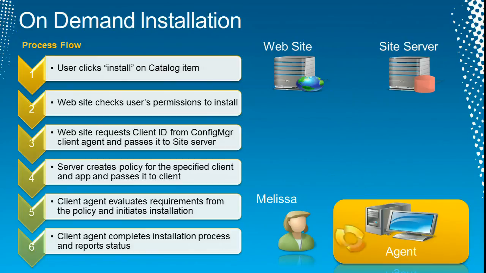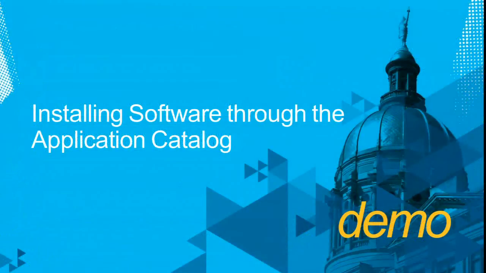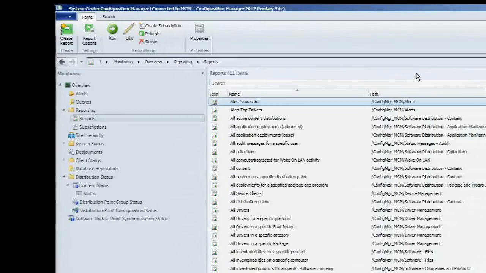So the policy gets brought down, Melissa clicks the install button on that application, and then we go through the requirement rules, the detection methods, the dependencies, and hopefully everything works fine. If so, then we send a state message back up saying, yes, I'm compliant now with this application. Even though it wasn't required of me, I did successfully run that application. So let me show you what that looks like live.